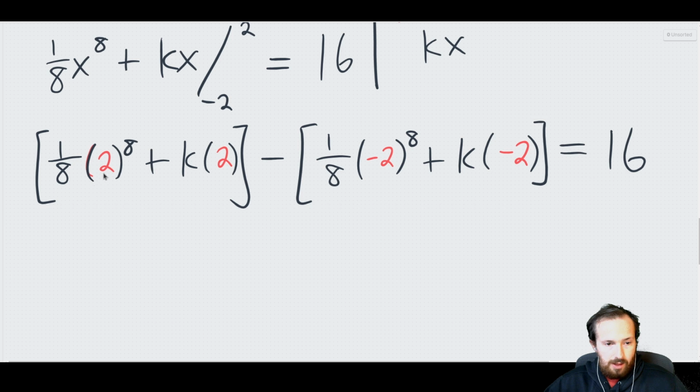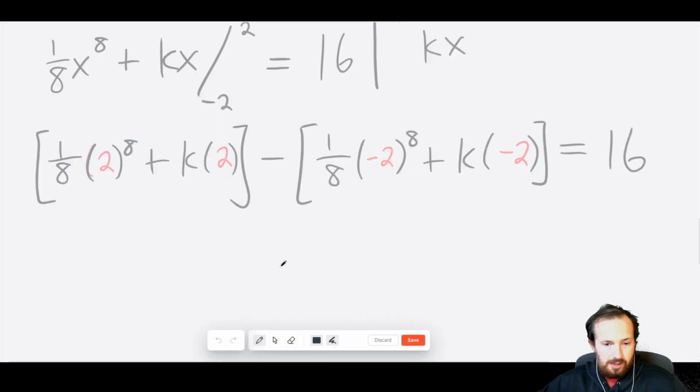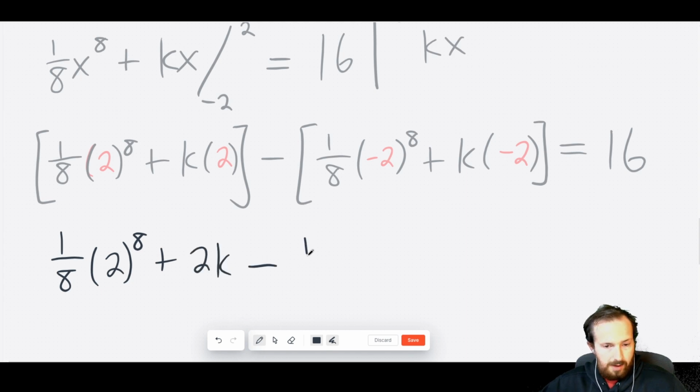So 2 to the 8th. Here's one useful trick you can do to simplify. You see that you have 1/8, and then minus 1/8 of -2. Well, what's (-2) to the 8th? You can look at it as just +2 to the 8th. I'm going to do a couple of steps at once, but let me break it apart separately because I think that'll make it easier. So if we have 2 to the 8th plus 2k, and then distribute the negative sign, minus 1/8.